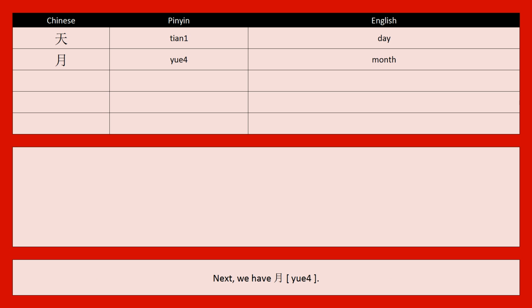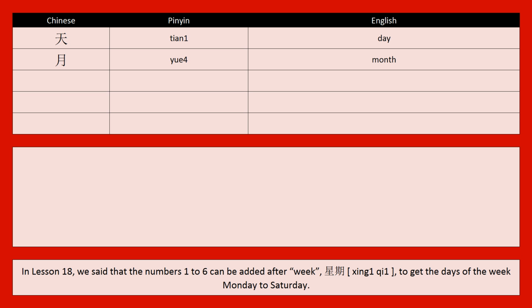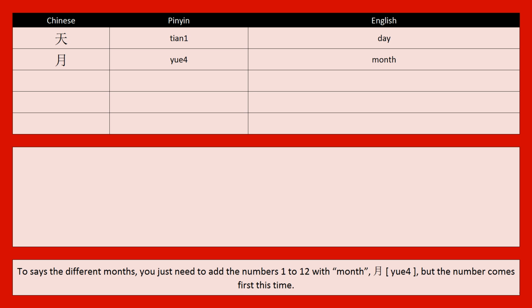Next, we have 月. This is the noun, month. The pinyin is Y-U-E and it's the fourth tone. In lesson 18, we said that numbers 1 to 6 can be added after week, 星期, to get the days of the week, Monday to Saturday. To say the different months, you just need to add the numbers 1 to 12 with months, 月, but a number comes first this time.